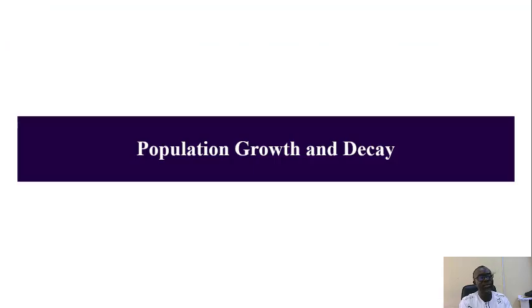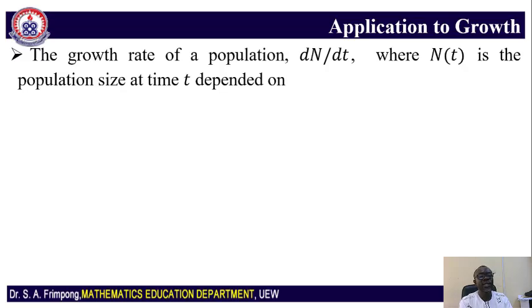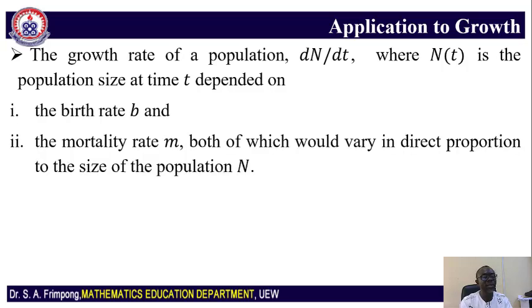So without wasting time, we jump into population growth and decay. The growth rate of a population, that is, the change in population, where N of t is the population size at time t, depends on the birth rate b and the mortality rate m, both of which vary in direct proportion to the size of the population. These are the two things that determine the change in population in every environment.